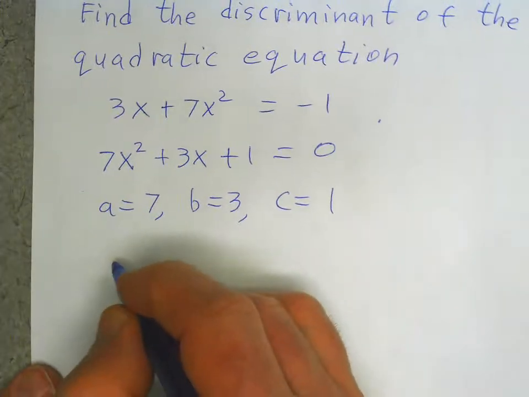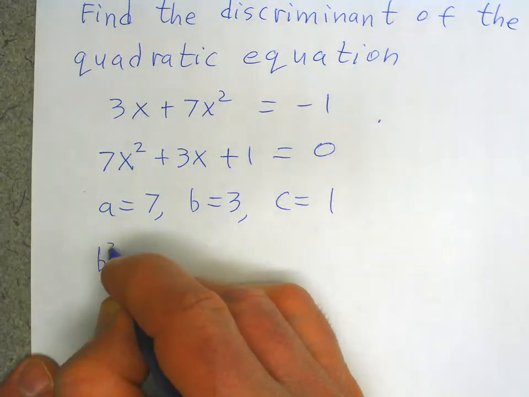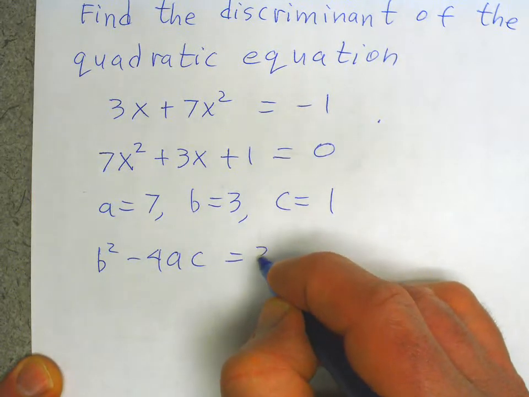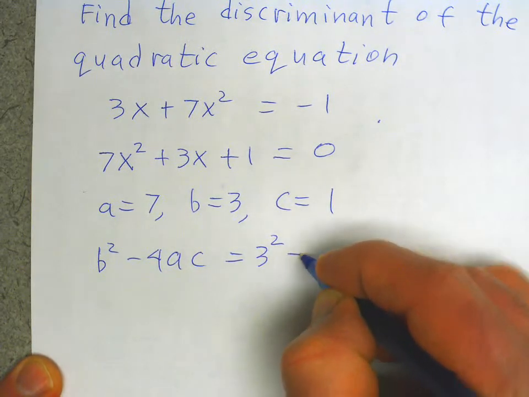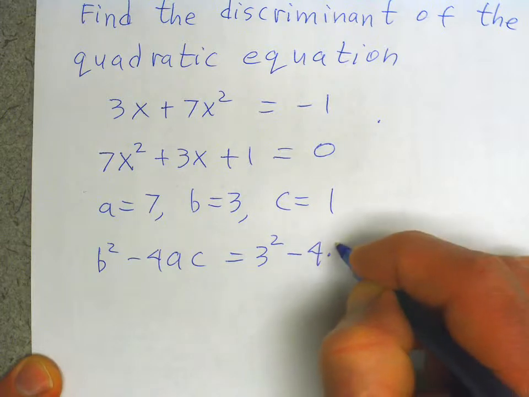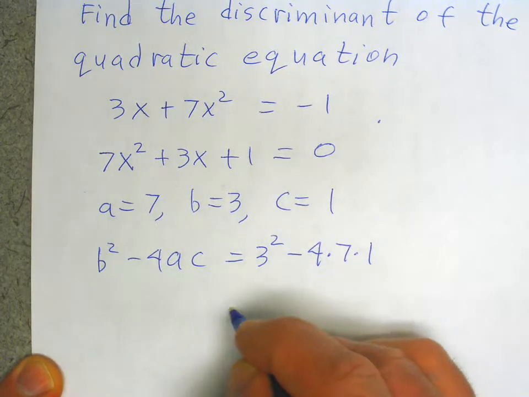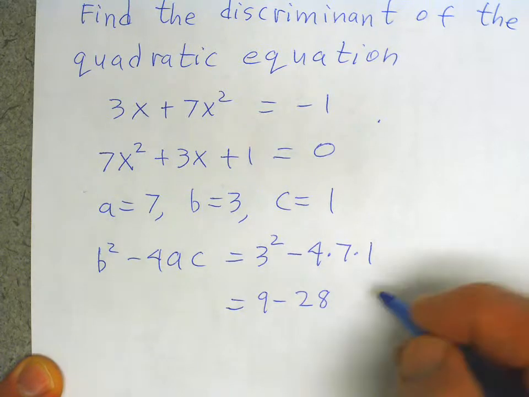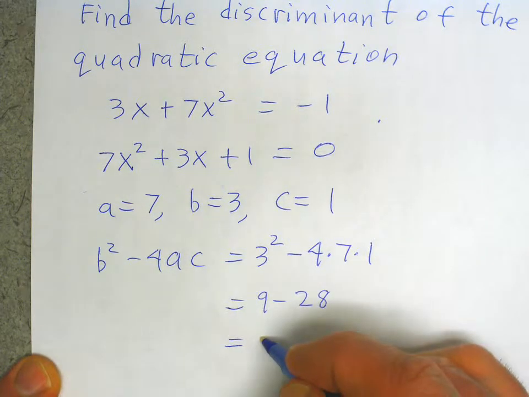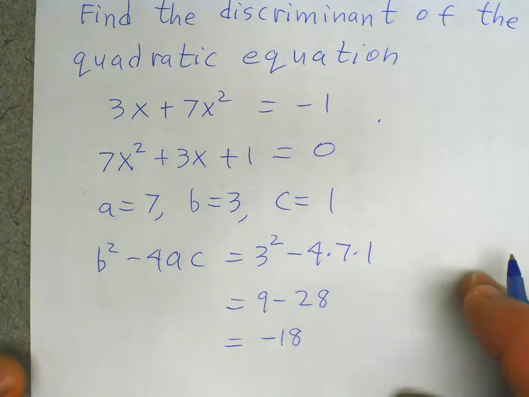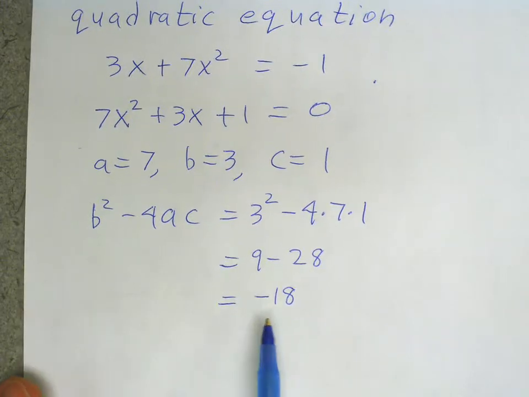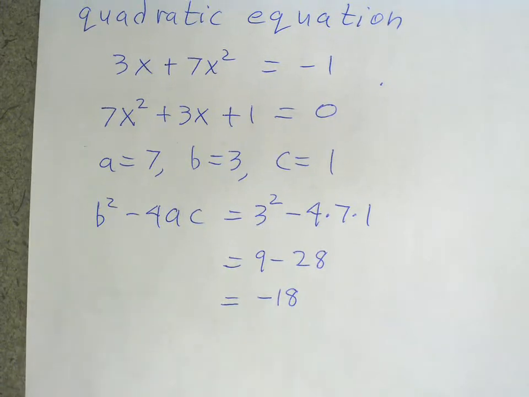So the discriminant is b squared minus 4ac. That's 3 squared minus 4 times 7 times 1, or 9 minus 28, or -19. Since the discriminant is negative, the two solutions are two different non-real solutions.